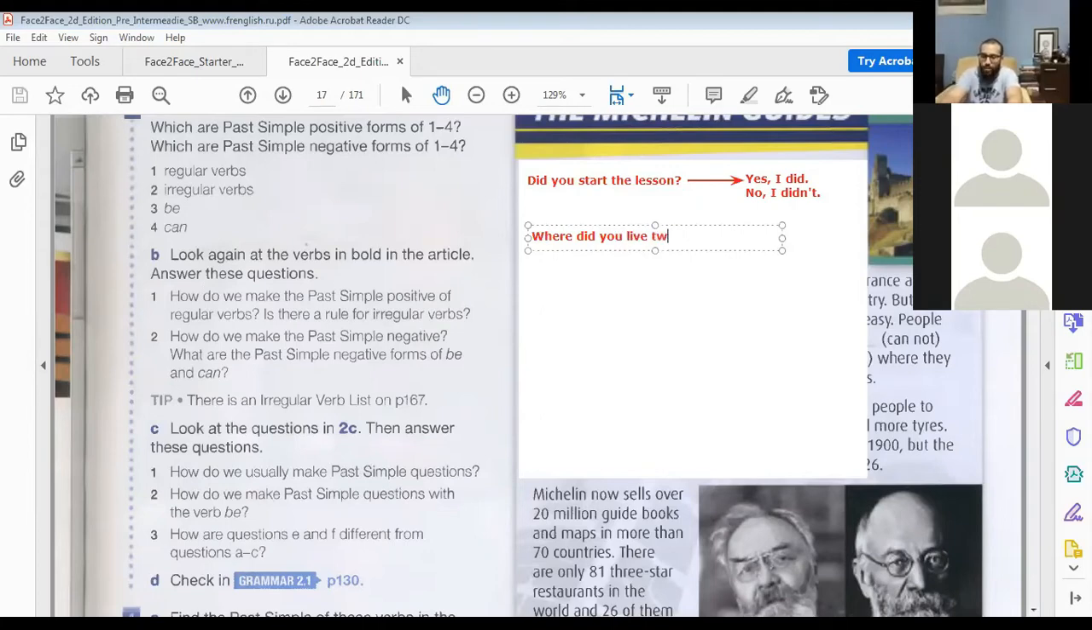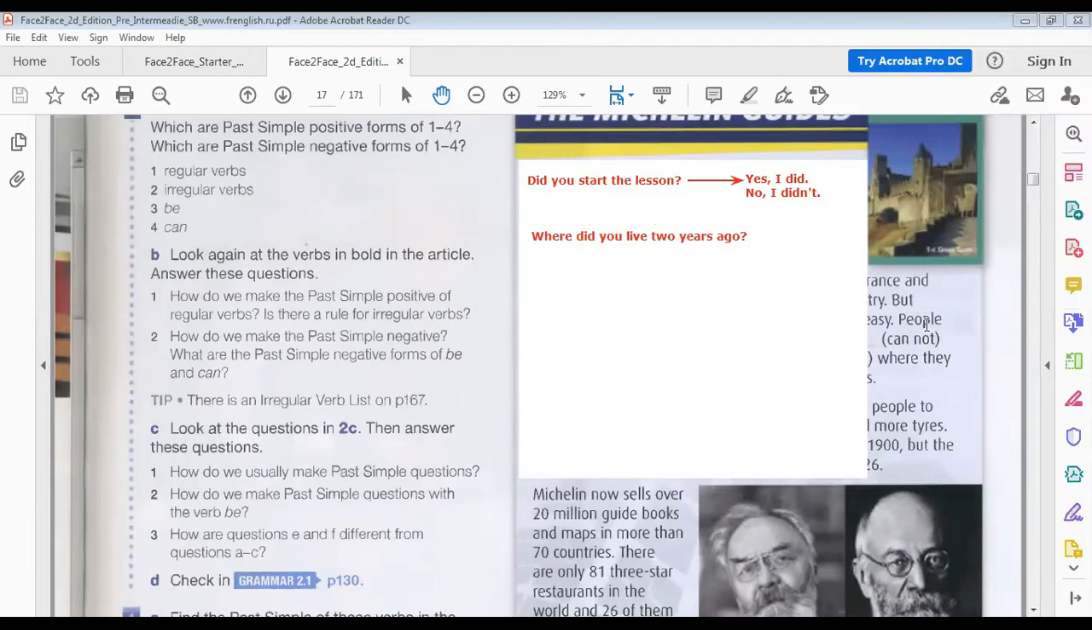Where did you live? Good question. Where did you live 2 years ago? Very nice. How can we answer this question? Let's see someone else answer. I lived in Sabha. That's it. Right?